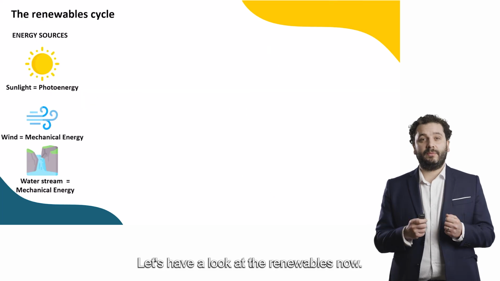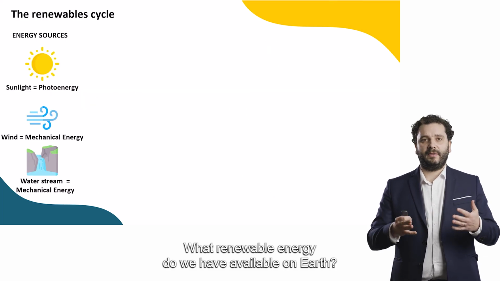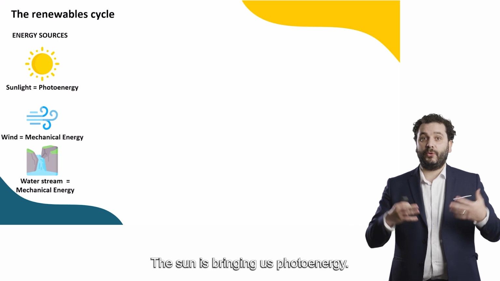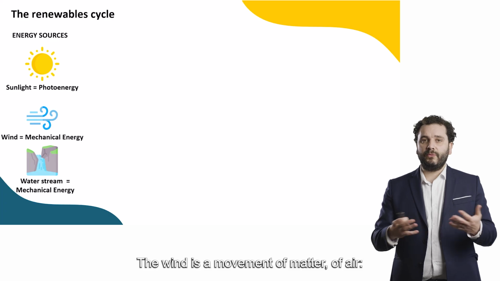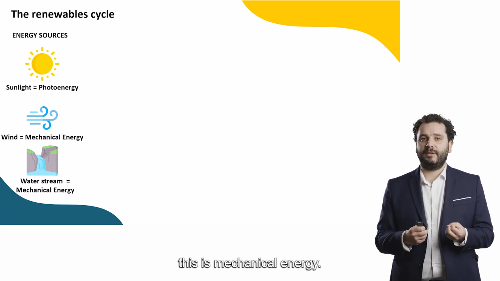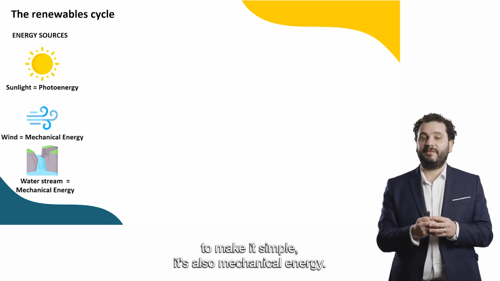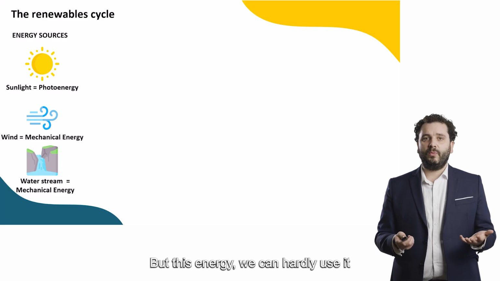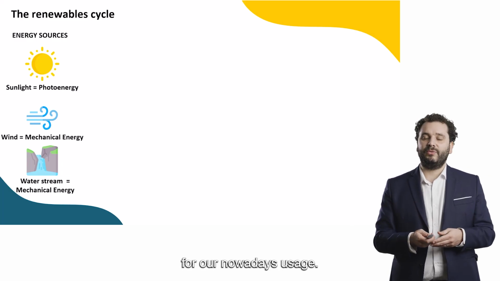Let's have a look at the renewables now. What renewable energy do we have available on Earth? The sun is bringing us photoenergy. The wind is a movement of matter, of air. This is mechanical energy. But we also have water streams, like a cascade to make it simple. It's also mechanical energy. But this energy, we can hardly use it for our nowadays usage.